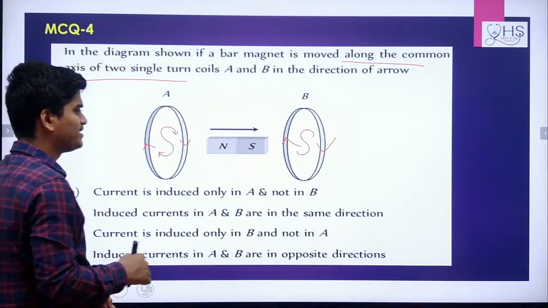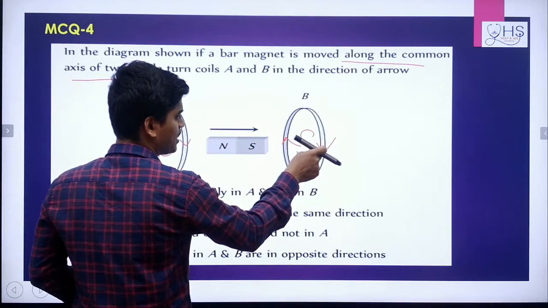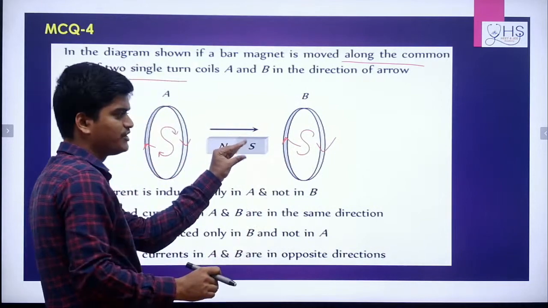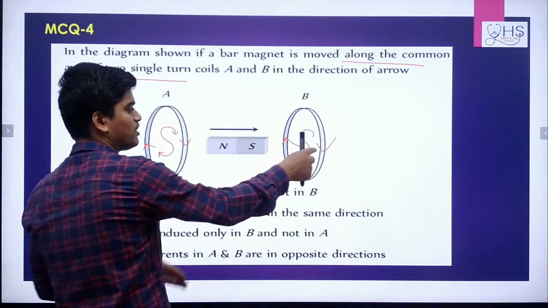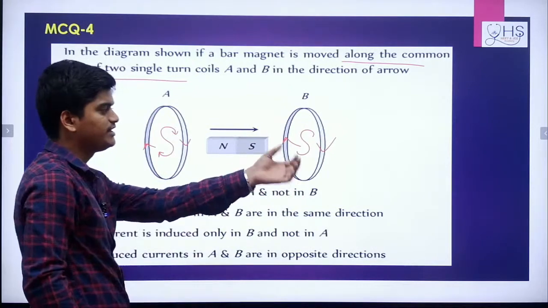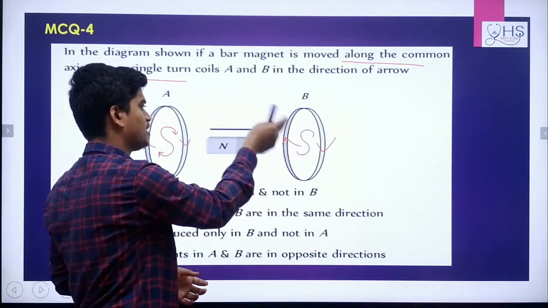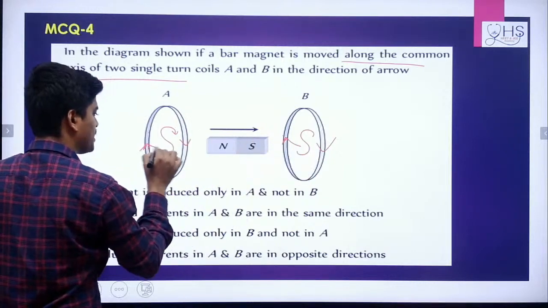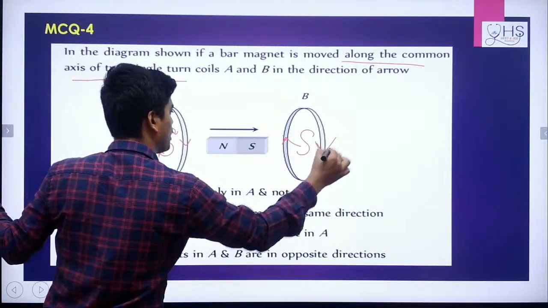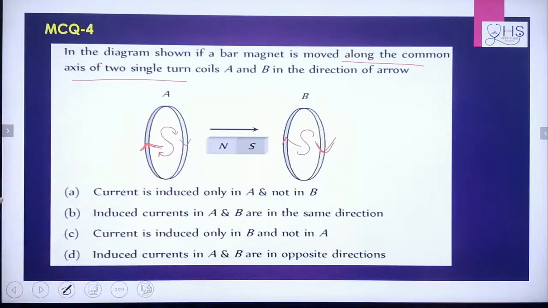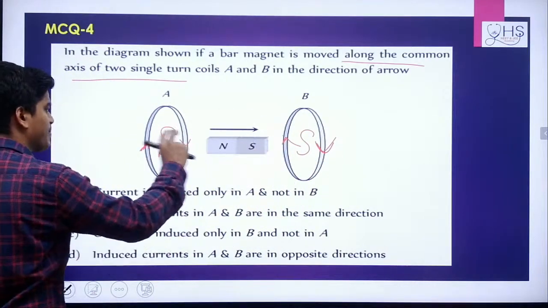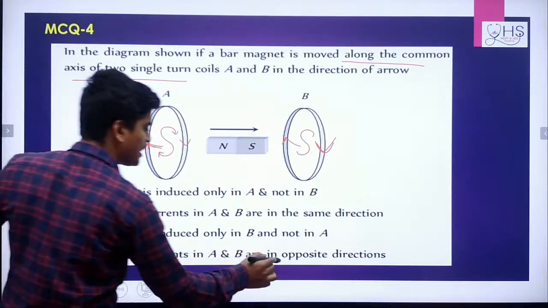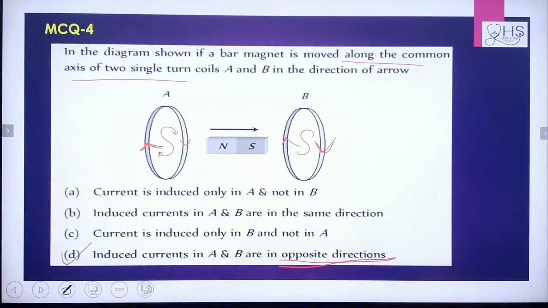Now what is happening? Imagine this is your up side and that is your down side, because you are watching from the south side. Now see, here up and here up, but the arrows are in opposite directions: one is going up, one is going down. So remember, when a magnet passes through two coils, induced current will be there in both coils, but in opposite directions.